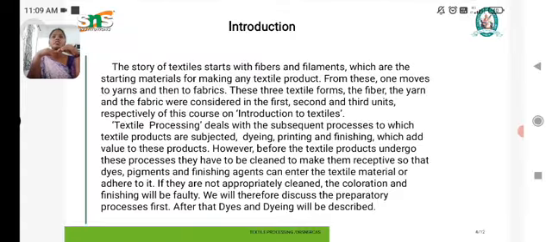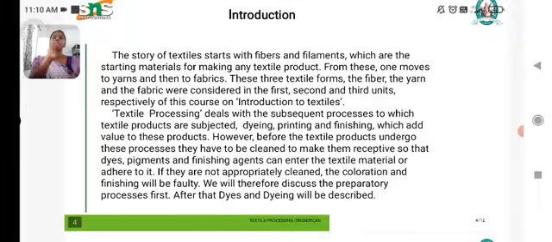Textile processing deals with the subsequent processes to which textile products are subjected: dyeing, printing and finishing, which add value to these products. However, before the textile products undergo these processes, they have to be cleaned to make them receptive, so that dyes, pigments and finishing agents can enter the textile materials or adhere to them. If they are not appropriately cleaned, the colorations and finishing will be faulty. Even if we do not clean properly, the colorations are faulty.